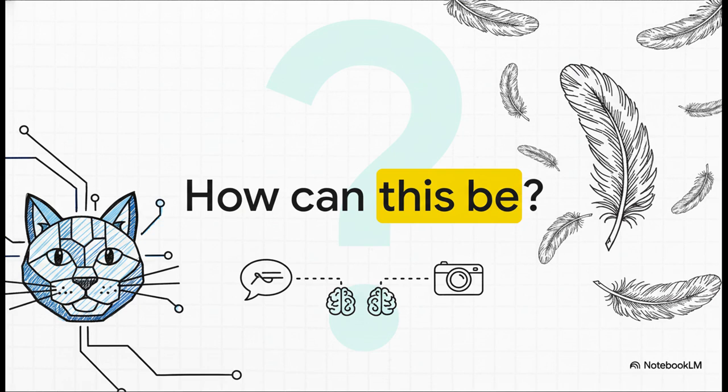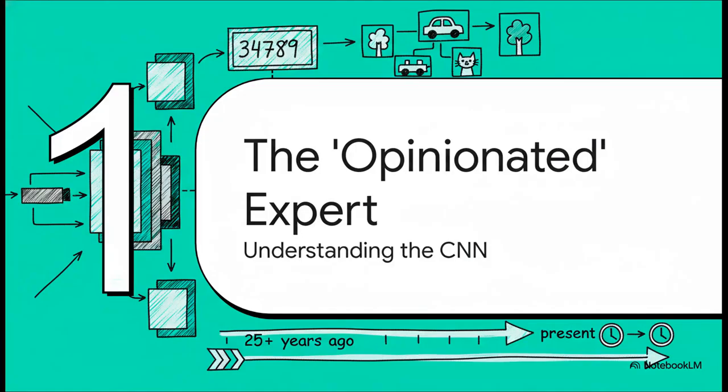So how is that even possible? This really gets to the core question we're asking today. Why does the model built for language see the cat, while the one built for images gets totally thrown off by the feathers? To figure this out, we've got to look at how each of these models fundamentally sees the world. So, first up, let's talk about the long-reigning champion of computer vision, the convolutional neural network, or CNN for short. For like over 25 years, this was the blueprint for teaching a machine how to see.